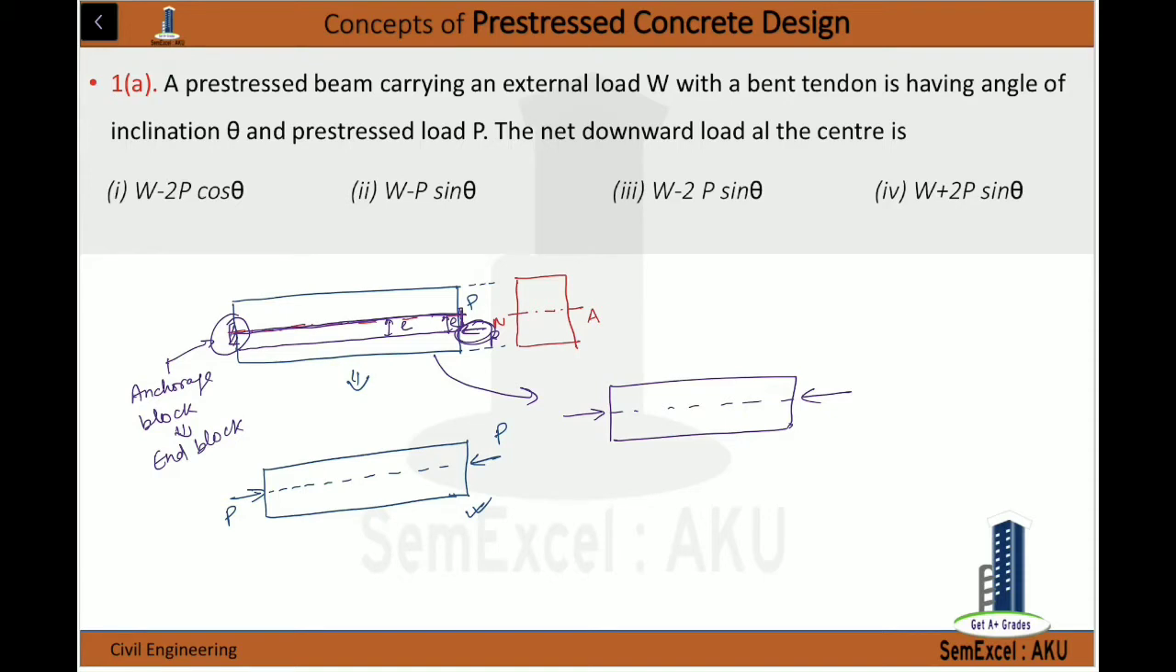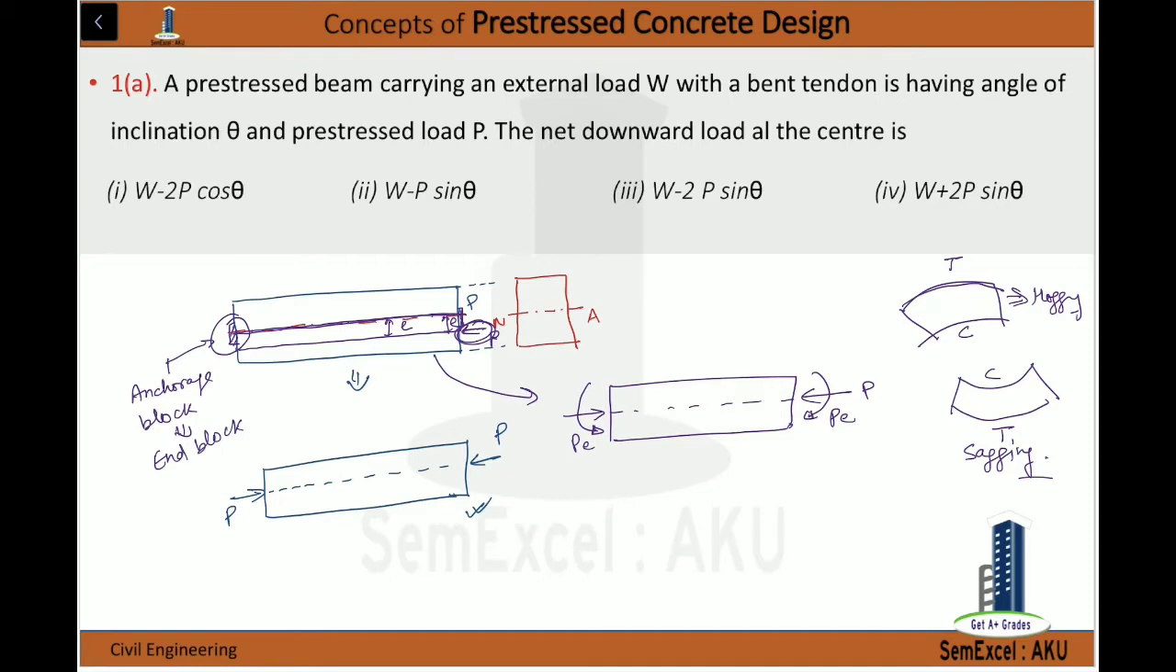Hogging means it will be of this type of moment. There will be tension at the top and compression at the bottom. This type of moment is known as the hogging moment. And sagging means this type, tension at the bottom and compression at the top. This is known as the sagging moment. So this can be transferred as a compressive load P at the CG, and at the same time some moment, the value of that moment will be PE at the CG.